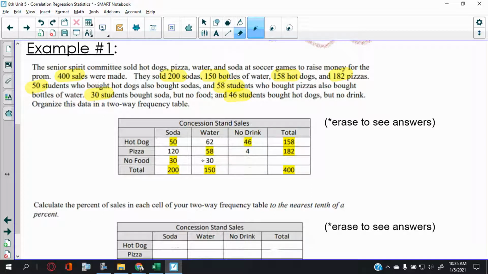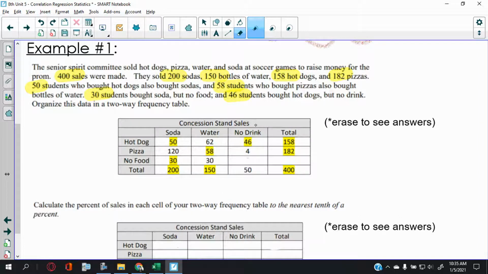Now, no food. Let's see, hold on. What else do I have to figure out? I got these 3 empty boxes, right? Oh, total's 400. Total is 200 soda, 150 water. How many people did not have any drinks? Yeah, subtract 200 and 150 from 400. Right, so that's 50, right? Makes sense. You see how we're doing this?